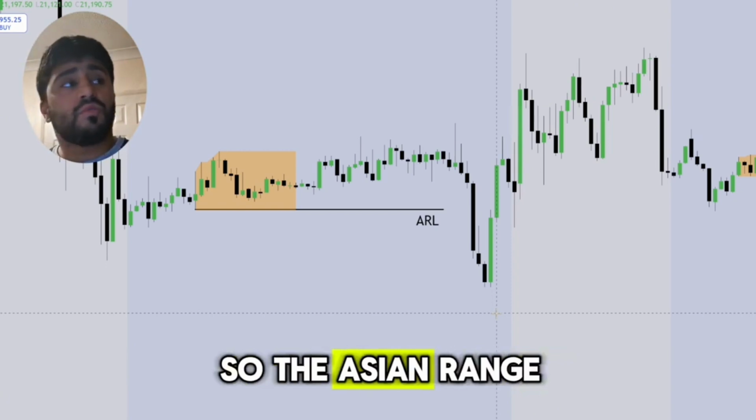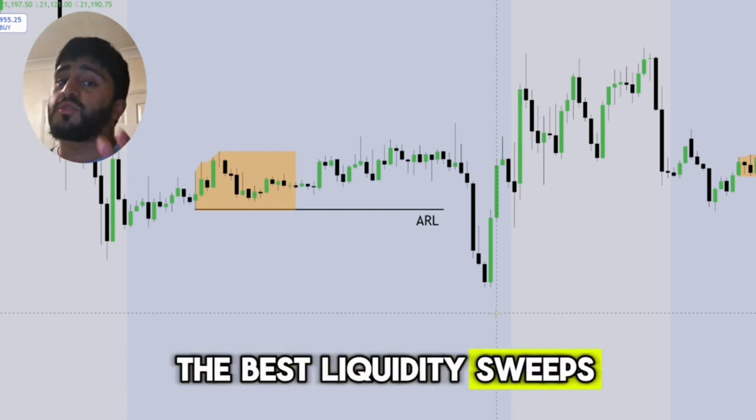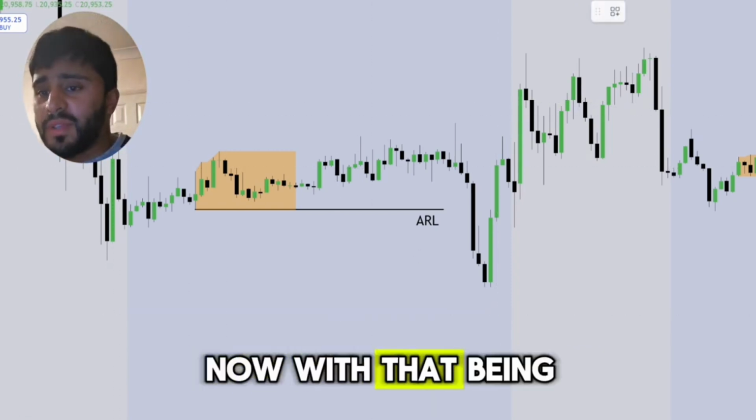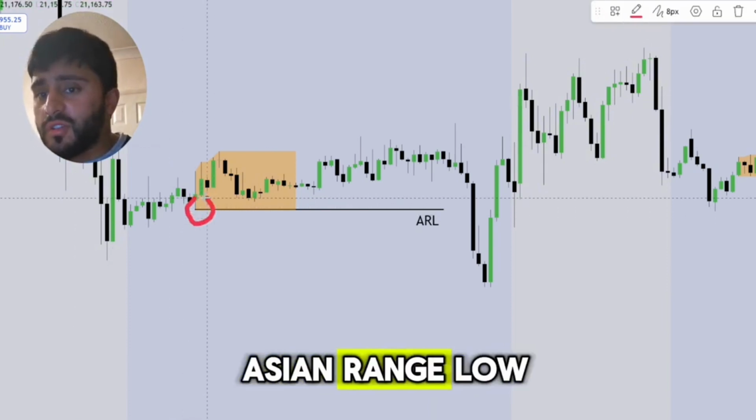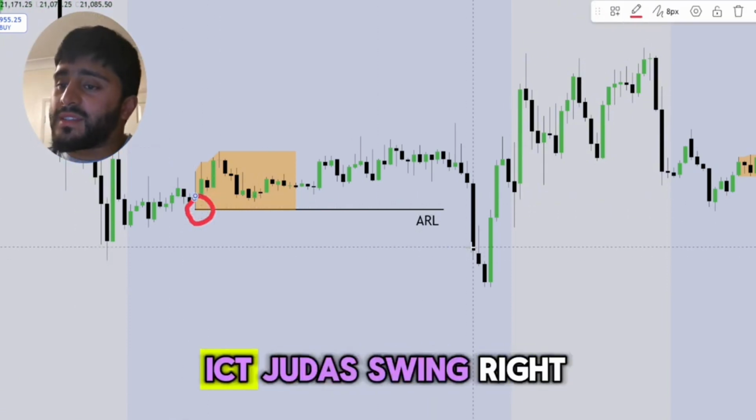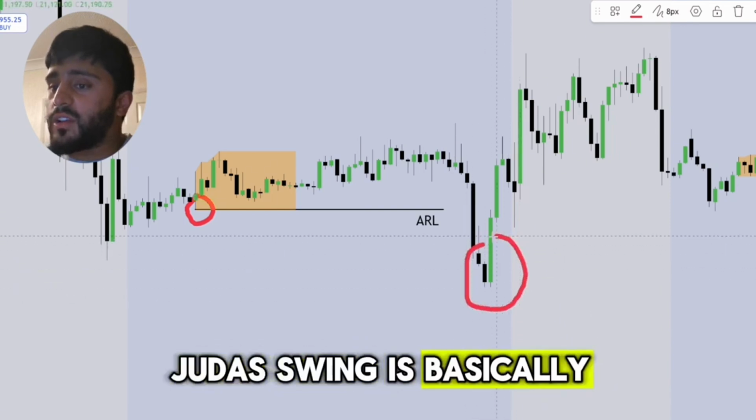The Asian range low is one of the best liquidity sweeps you can take in the entire market. Now, with that being said, this is now the Asian range low, and this is now what we call an ICT Judas swing, right? Judas swing is basically the low of the day.